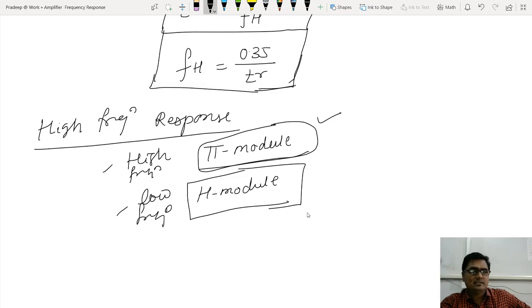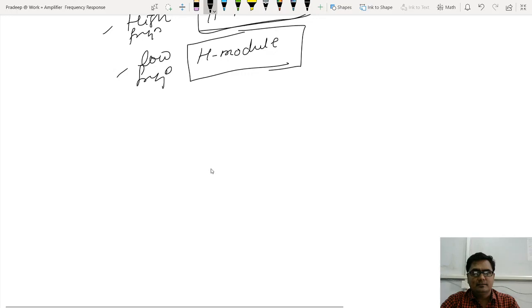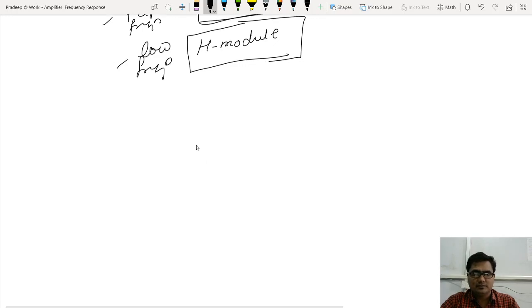So analysis of a transistor at higher frequencies means high frequency response analysis of a transistor. We are going to have a frequency response curve. There is a small change in the shape at higher frequencies. So to start with higher frequency analysis, the knowledge of the pi model is really important. So let us start with this pi model first.